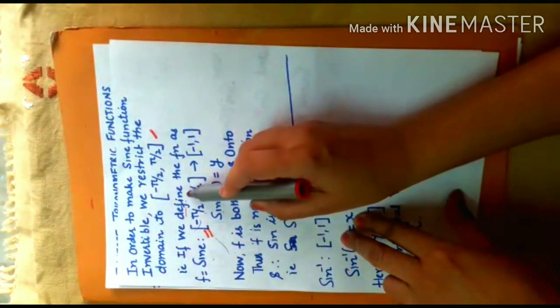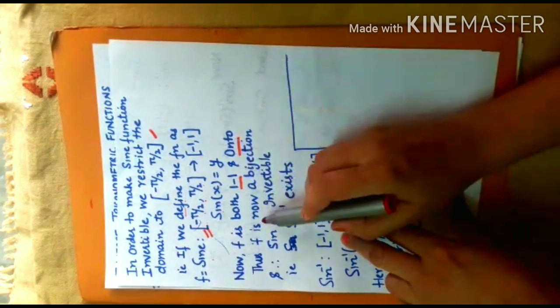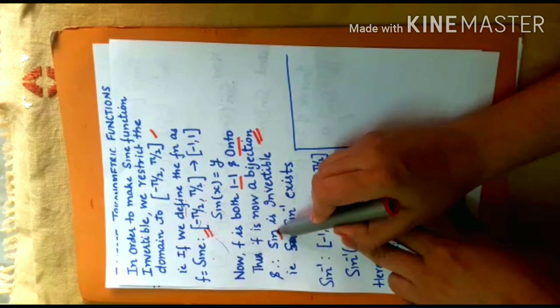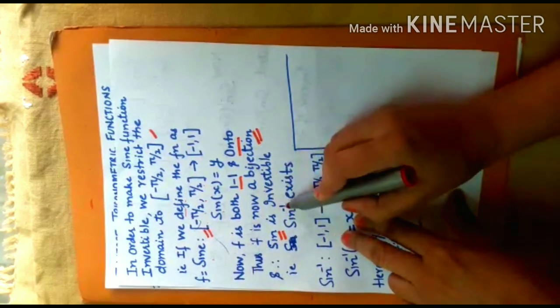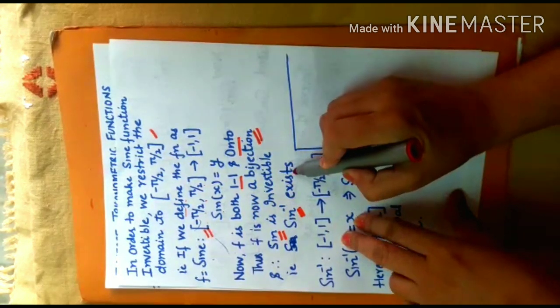Now on this domain the function is both 1 to 1 and onto. So f is now a bijection. Therefore here the sine function is invertible. So inverse of sine, that is sine inverse, will exist.